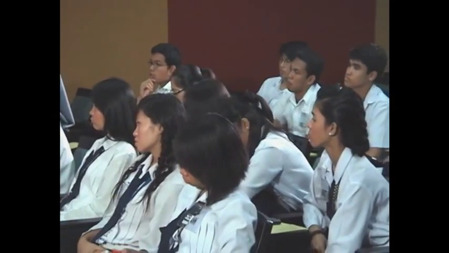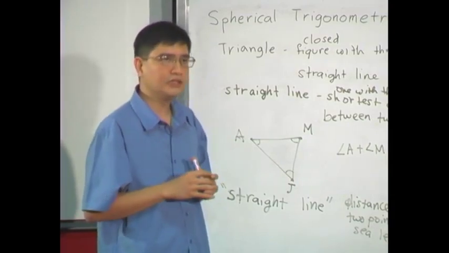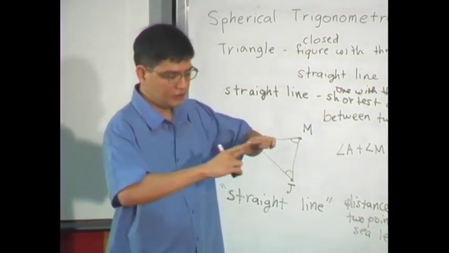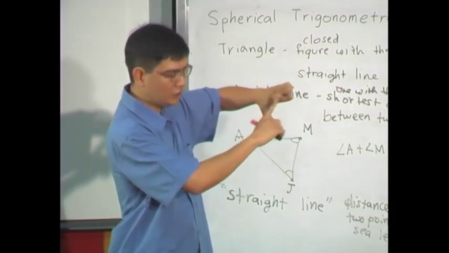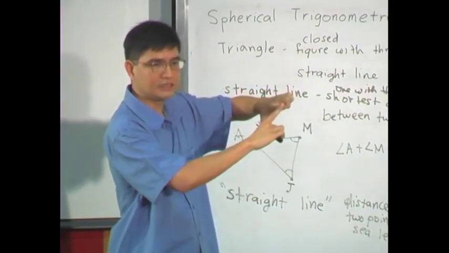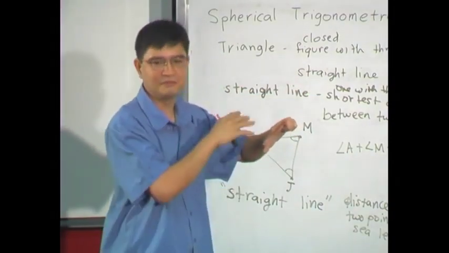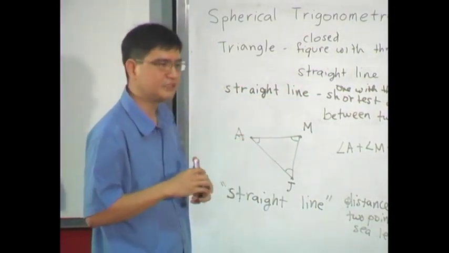So in spherical trigonometry, it's very, very different. Because in plane trigonometry, you define the inside of a triangle as always what's bounded by the three sides. In spherical trigonometry, you can actually define the triangle to be the one outside. So that's a big difference.